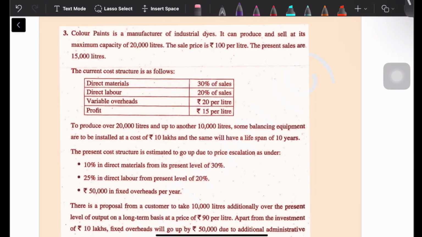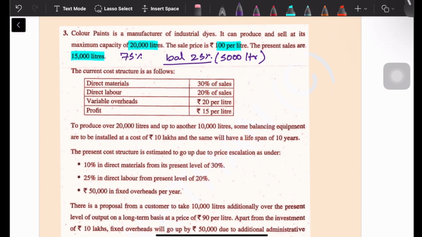So this is a previous year question. Color paint is a manufacturer of industrial dyes. It can produce and sell at its maximum capacity of 20,000 liter. The sale price is 100 per liter. The present sales are 15,000 liter. That means capacity utilization is 75%. Okay, balance 25% is still available. So I'll also write units, 5,000 units or 5,000 liters in this case.